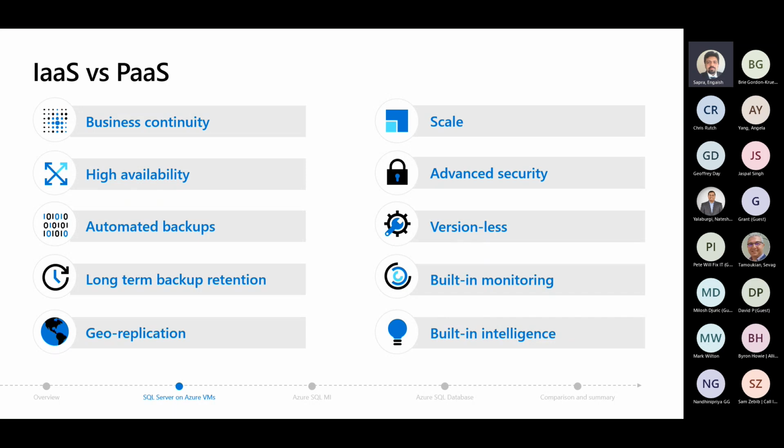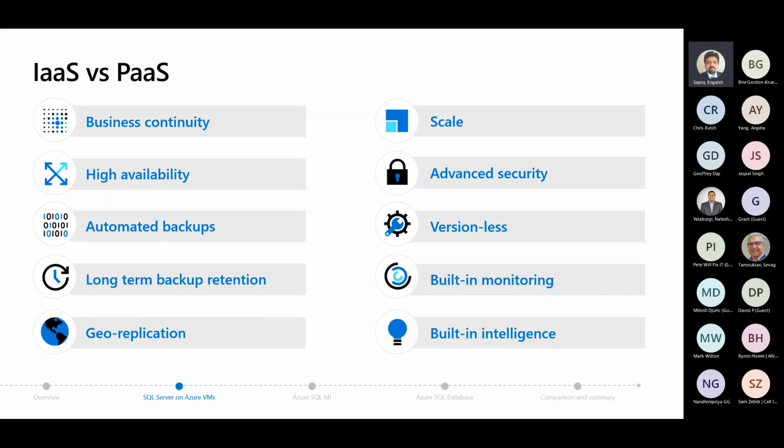Built-in monitoring is another capability that enables you to get insights into performance of your databases and workload. And it's not just about raising alerts, but the intelligence which is built in identifies potential issues in your workload and provides you with recommendations that can help you fix the problems.